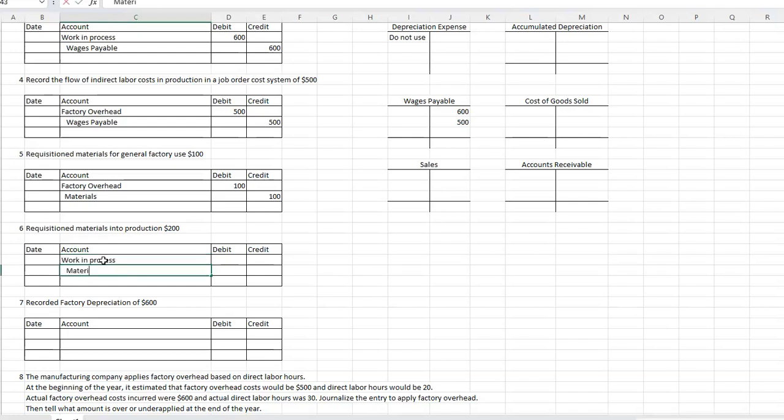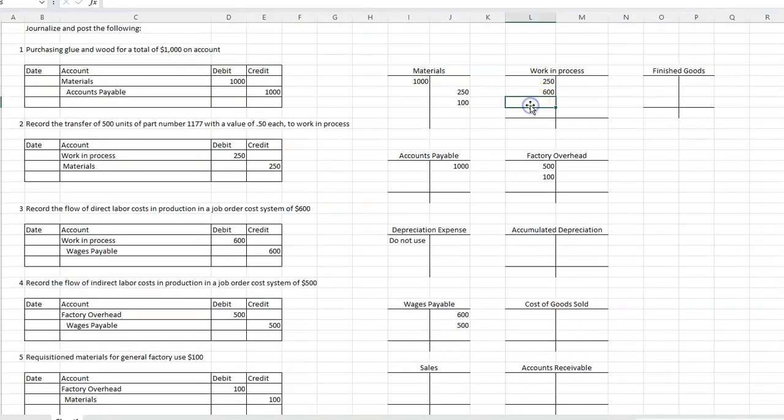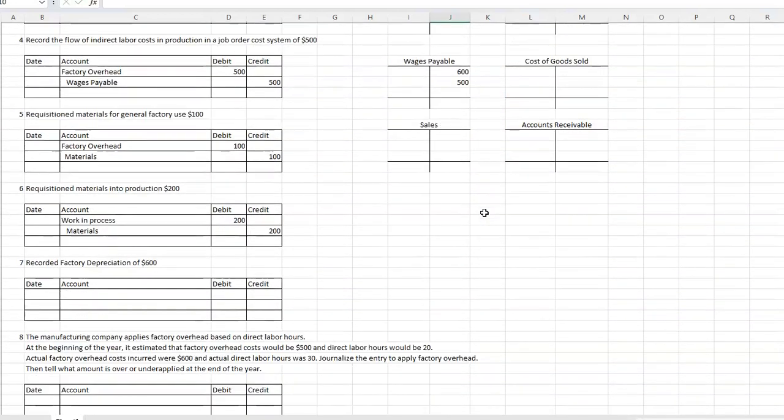And we're taking them out of raw materials, so we credit materials. And it tells us that it is $200. So let's post that. Work in process just went up by 200. And materials just went down by 200. We just transferred it out of materials and into work in process.